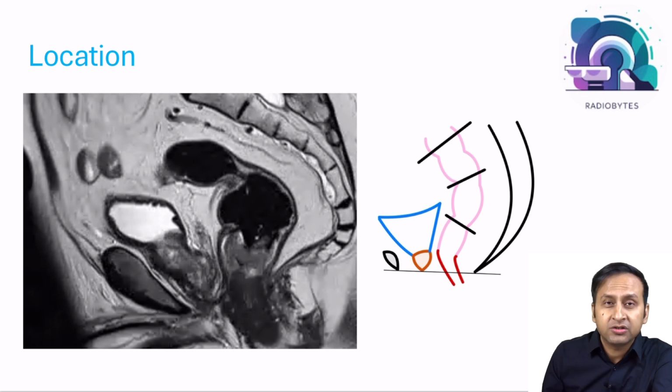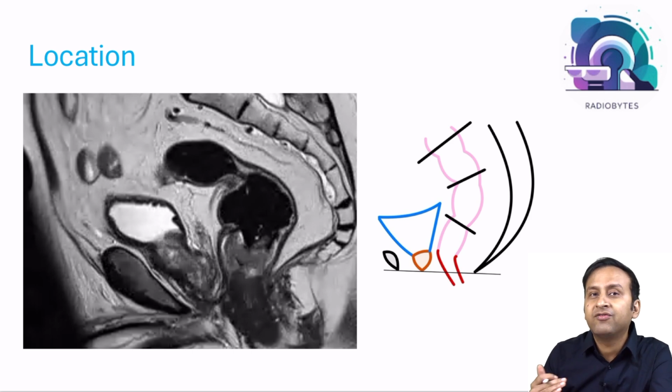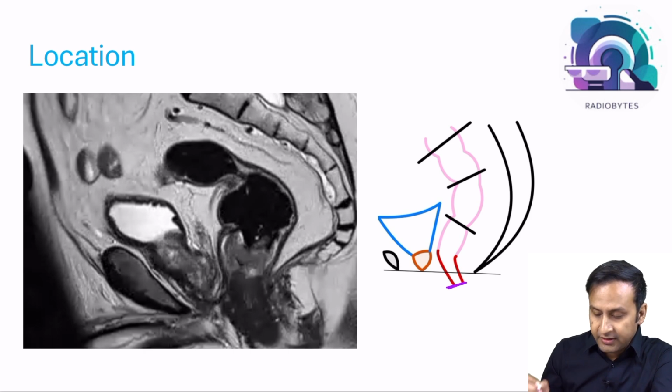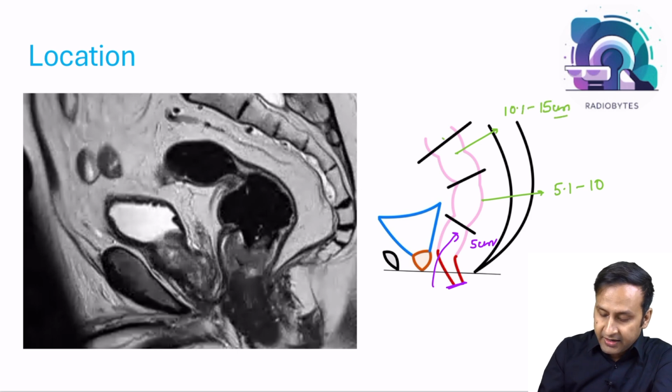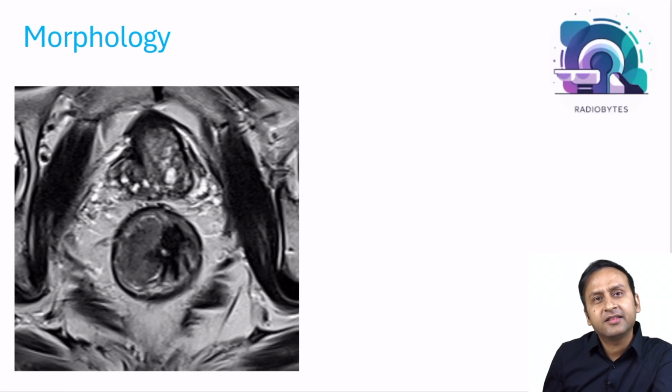First of all, location, the most important thing. So how do we divide different parts of the rectum? We have to look at the anal verge. Anything which is located within 5 centimeters of the anal verge is lower rectum. Anything located between 5.1 to 10 is mid rectum. Anything located 10.1 to 15 centimeters is upper rectum, and anything located above 15 centimeters is a pure sigmoid colonic growth.